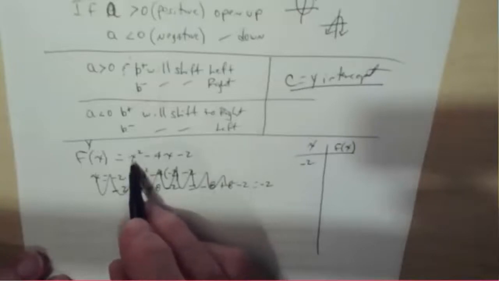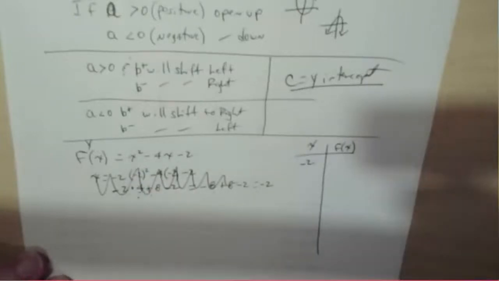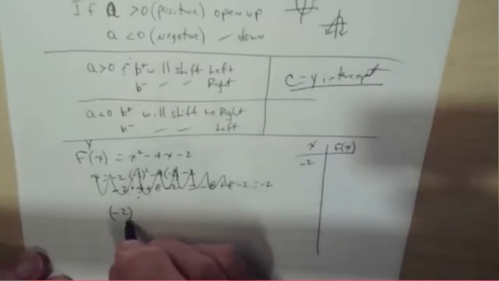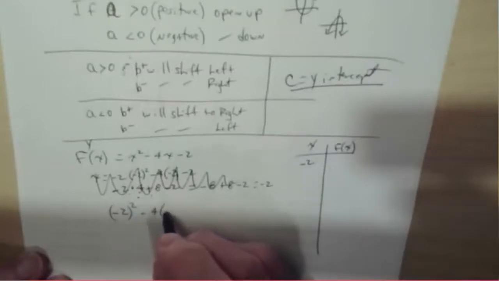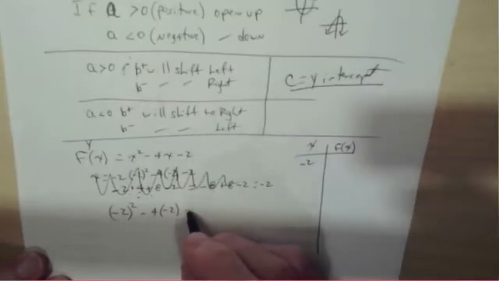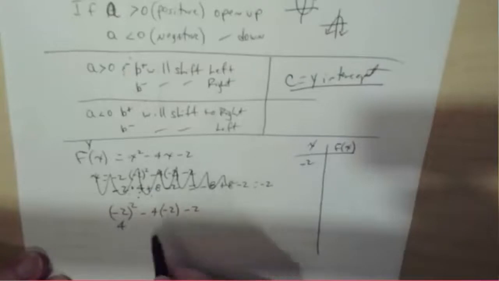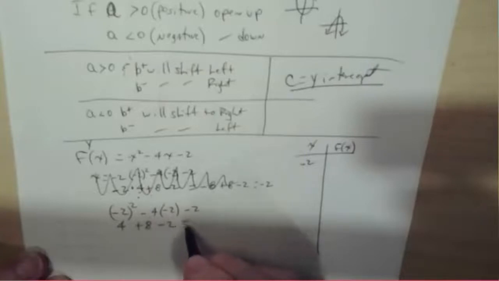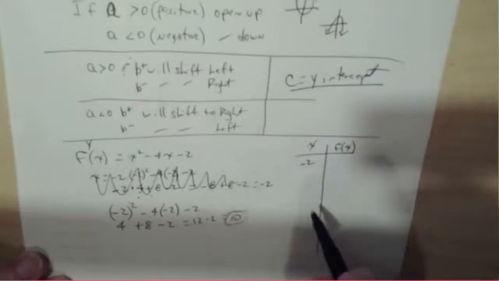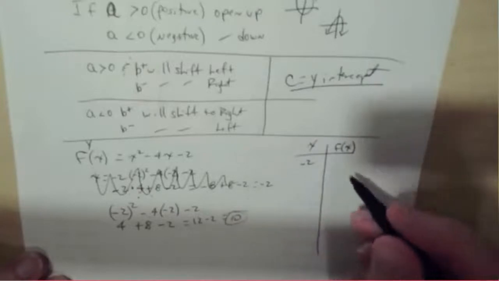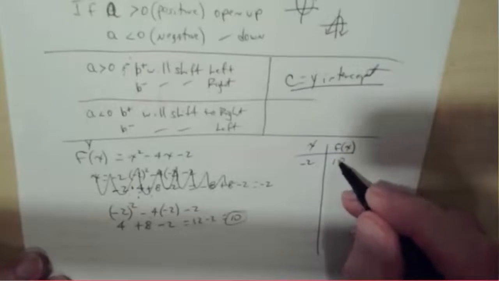I'm sorry. When x is -2, we get -2 squared minus 4 times -2 minus 2. So we get 4 here. -4 times -2 is a positive 8 minus 2. 4 and 8 is 12. Minus 2 is 10. I'm sorry. So when x is -2, y is, or f of x is 10.